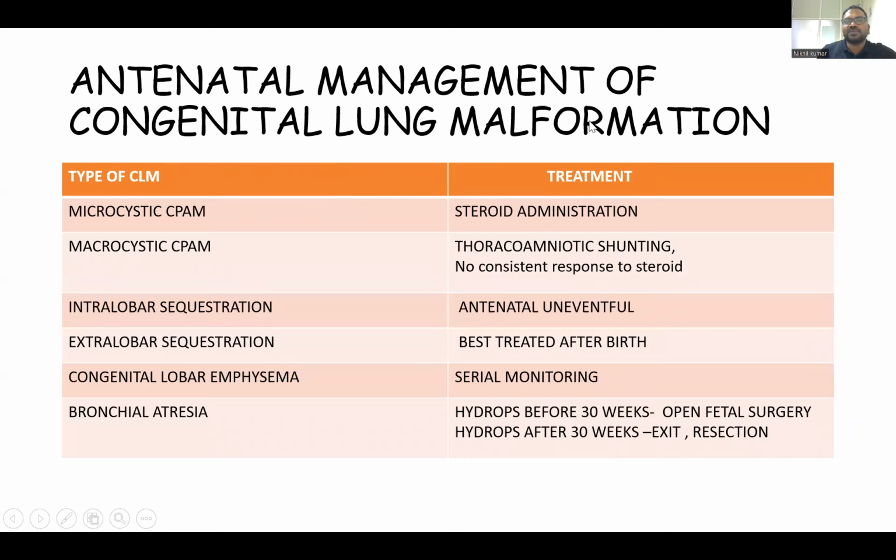So these are the antenatal management of the congenital lung malformation. We have already discussed the CPAM. In the intralobar sequestration, antenatal intervention is unwanted, only observation is needed. And the extralobar sequestration is best treated after birth, where only surgery has to be performed. For congenital lobar emphysema, serial monitoring is done if the baby is asymptomatic. Otherwise, surgical correction is needed if the baby becomes symptomatic. For the bronchial atresia, if hydrops develops before 30 weeks, open fetal surgery has to be done, and if hydrops develops after 30 weeks, EXIT resection has to be done.